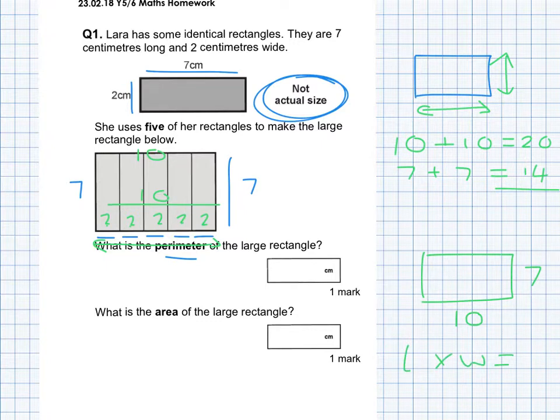And I need to remember as well that when I do it, I need to put my centimetres squared in when I finish. So what is the area of the large rectangle? What is the perimeter of the large rectangle? If you do your annotations, you do your jottings and write things on the sheet, shouldn't cause too much of a problem, as long as you know your area and your perimeter and the difference between the two, which is basically what this question is testing.